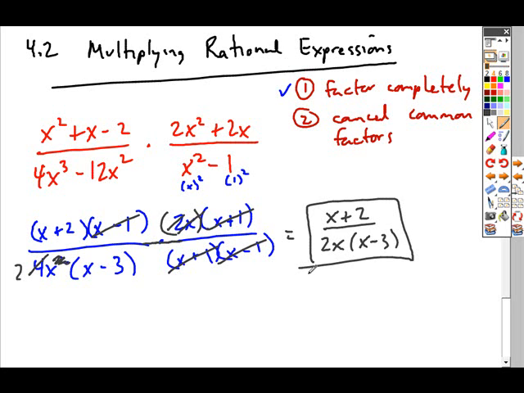The second part to this is going to be to identify any domain restrictions. So you have to go through and look which factors got canceled from the denominator. So we did cancel an x, but did we cancel all the x's? No, so you don't have to worry about that. We didn't cancel the x minus 3. Don't worry about it. We did cancel the x plus 1. So what value of x do we know cannot exist in the denominator?